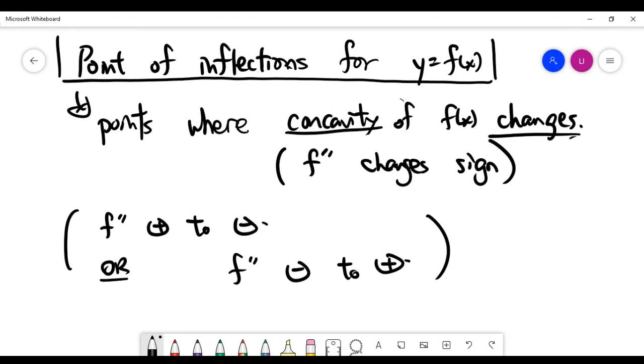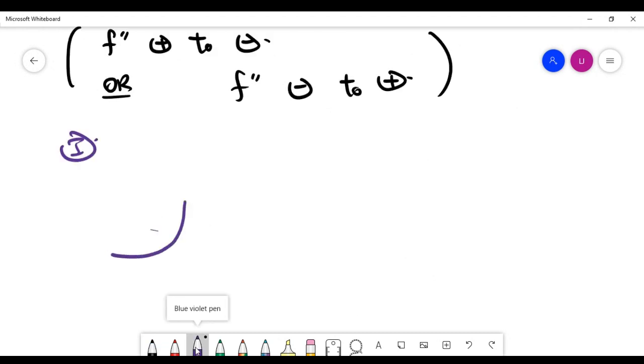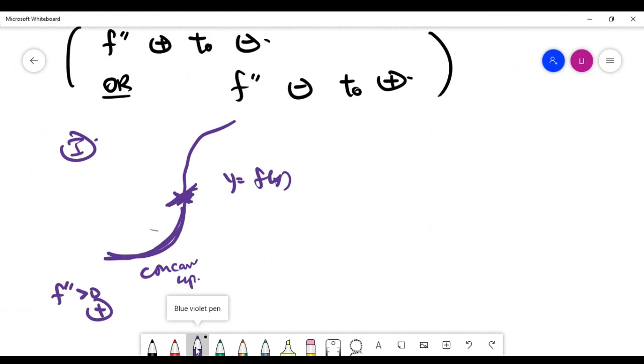We'll look at a couple of graphs to understand the meaning of the point of inflection slightly better. For example, if you have this graph for y equals f of x, please look at the current point here. Before this point, this shape is concave up, and concave up means essentially f double prime is positive. After this point, it becomes a concave down shape, so f double prime is negative. In that case, we call this point a point of inflection.